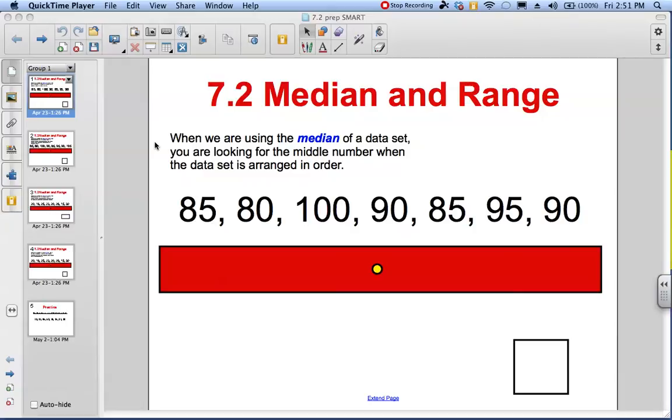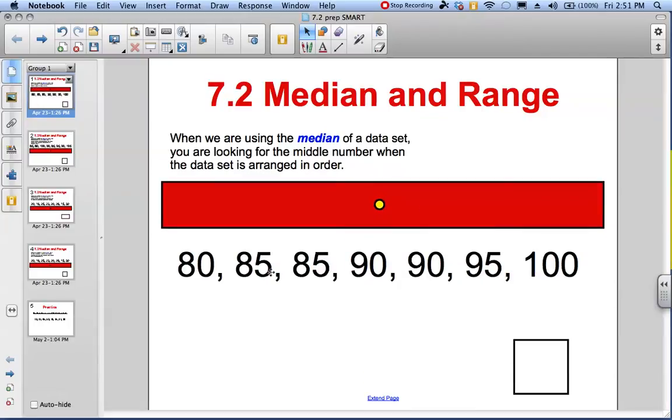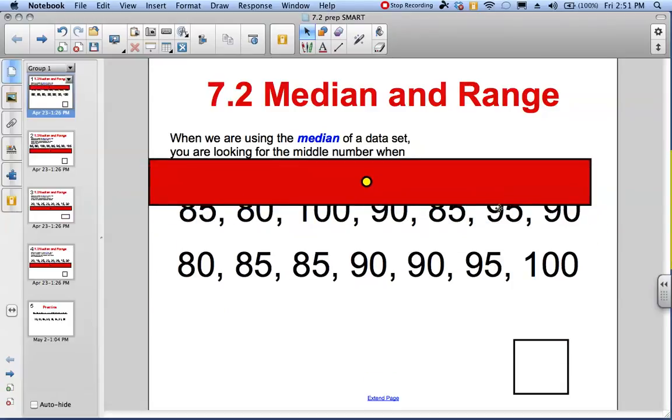When we're using the median of a data set, we're looking for the middle number when the data set is arranged in order. Just like in the first section for mean and mode, we have to put the data set in order from smallest to largest. In this case, you can see we've got 7 numbers here: 85, 80, 100, 90, 85, 95, and 90. We're going to put those in ascending order, or smallest to biggest order. And when we do that, it ends up being 80, 85, 85, 90, 90, 95, and 100. Same numbers that were there, they're just put into order now.